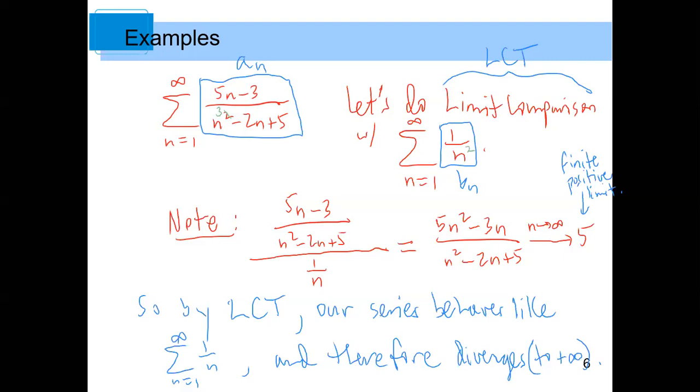By the way, everything else would have worked out exactly the same, except this would have been a cube, and this would have been a squared right here. And we still would have gone to 5. Do you see what I'm saying? Instead of diverging, what would we have said? Converges. Because after all, the series 1 over n squared is a P series with P equal to 2.